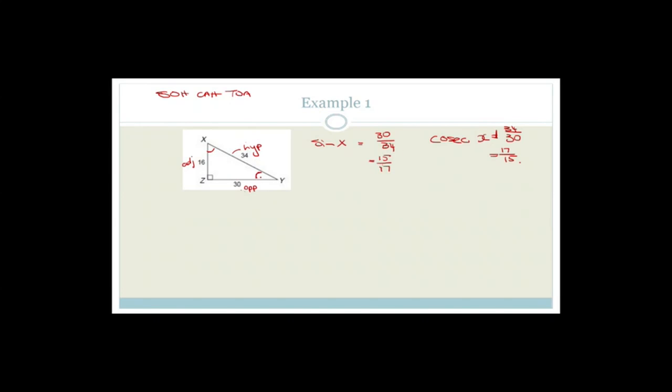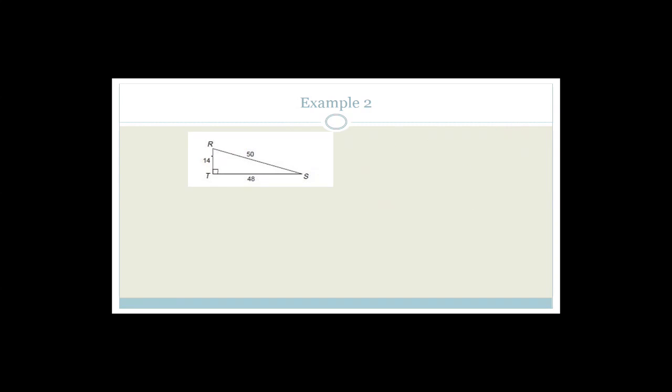Similarly, if I was going for Y, cos of Y is going to be adjacent over hypotenuse, because now it's this one. Let's change color. If we're looking for this angle, do you agree that this is the adjacent side and this is the opposite side? And cos of Y is adjacent over hypotenuse. So it's again going to be 30 over 34. So its inverse, which in this case is secant of Y, is going to be 34 over 30. So you get the grips with it.